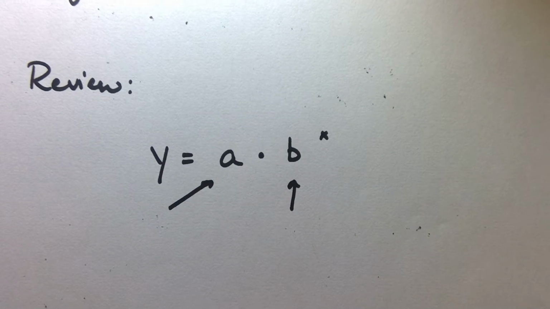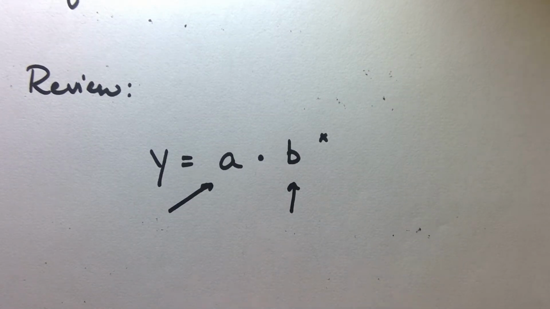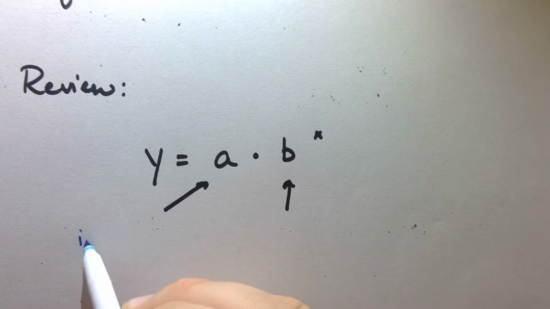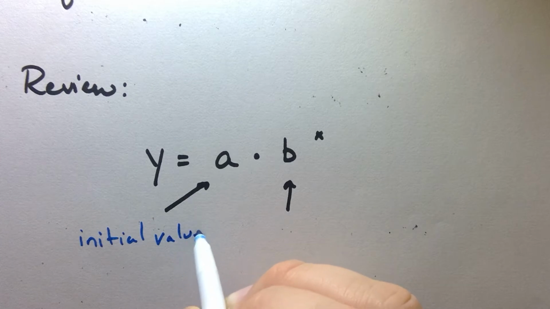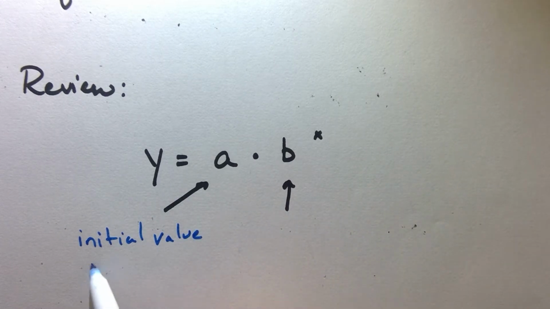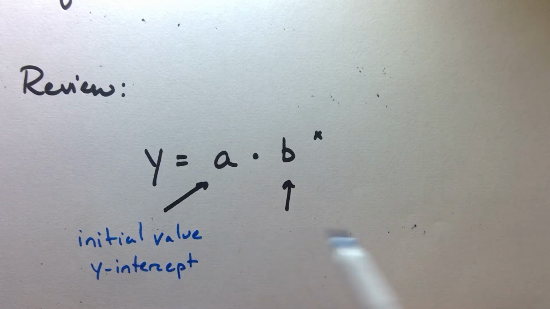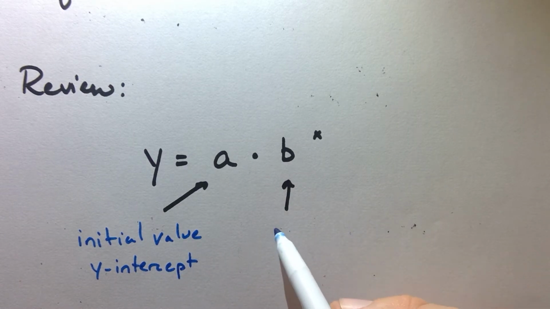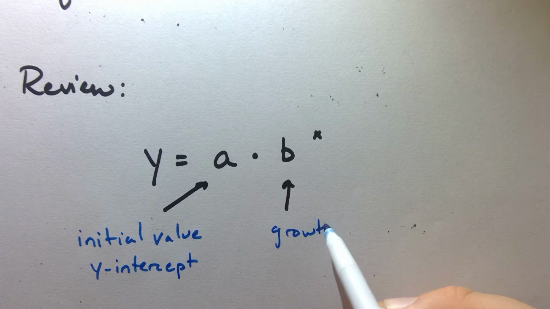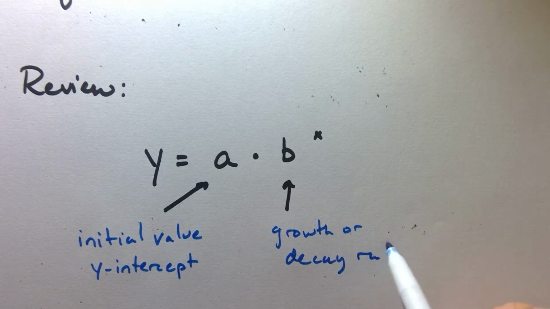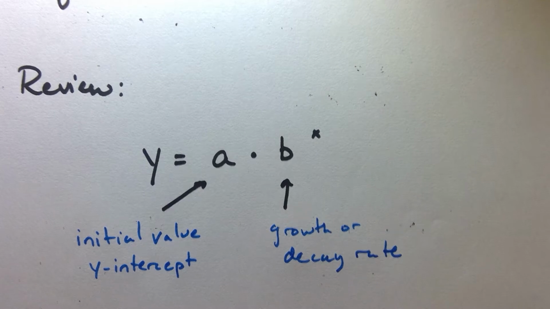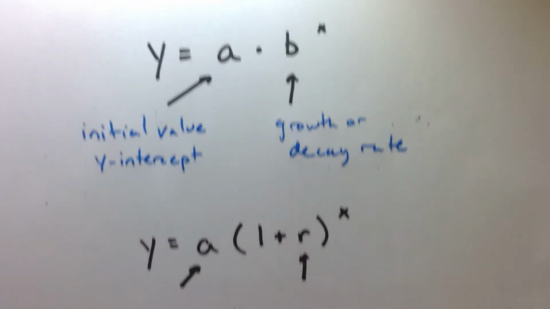So we've seen this equation of y equals a times b raised to the x, and so our a is the initial value, which can also be called the y-intercept. And then we have b, which is our growth or decay rate.